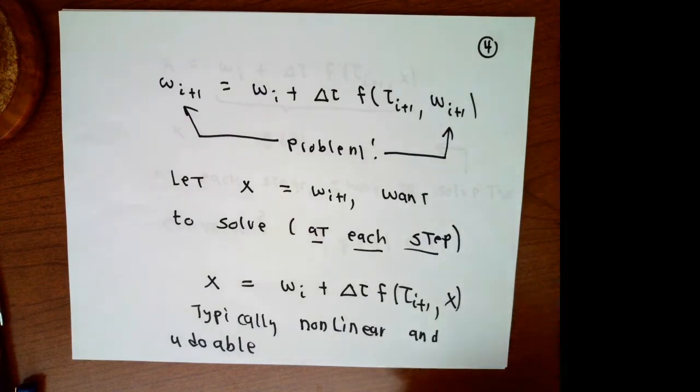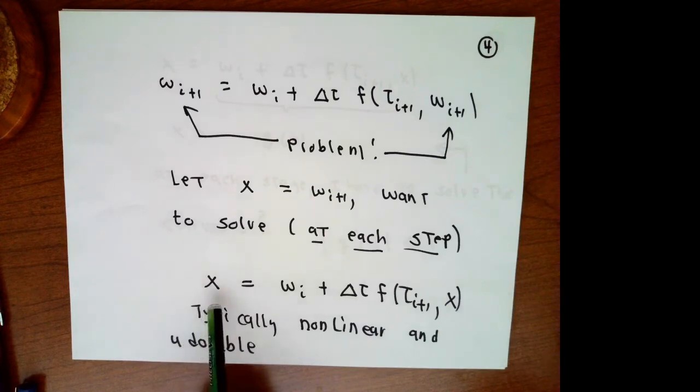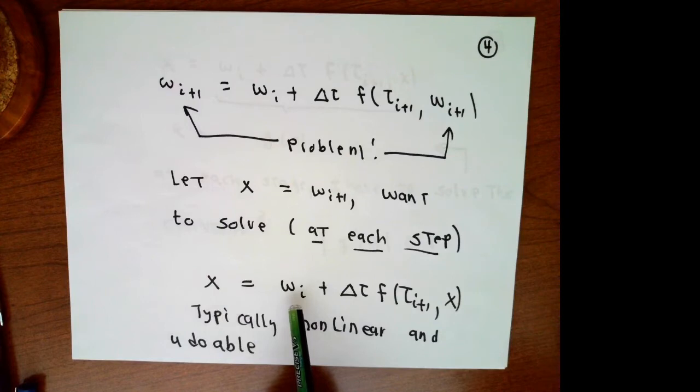So if I make up an abbreviation, which I'll call x, at each step of this differential equation solver, I'm going to have to solve the equation x equals one of the known w values plus delta t times f at ti plus 1 and x. Typically, this is a nonlinear equation and can't be solved in closed form by any simple method.